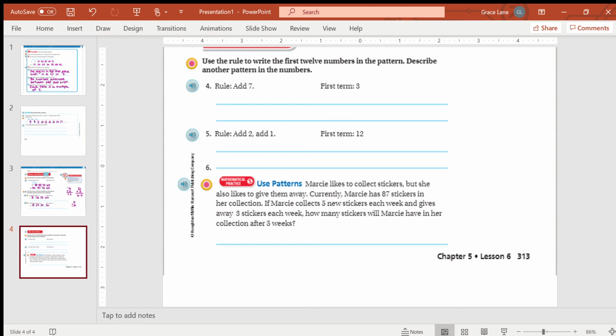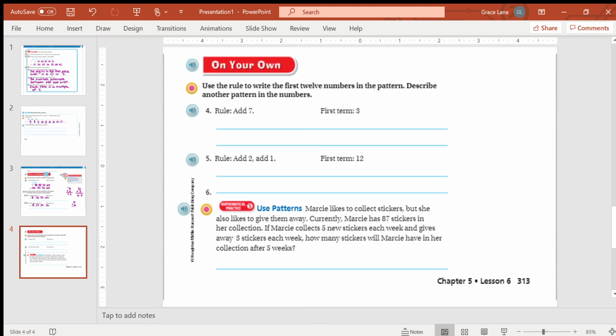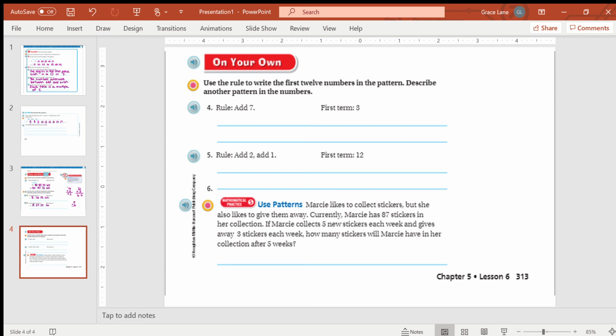And then go ahead and try the last section, the on your own section. It says use the rule to write the first 12 numbers in the pattern. Describe another pattern in the numbers. I'm gonna make my pen smaller, I think. Okay, so it says the rule is add 7. The first term is 3. So start with the number 3, add 7, and we're trying to list the first 12 numbers. So add 7. 3 plus 7 would be 10. Plus 7, 17.